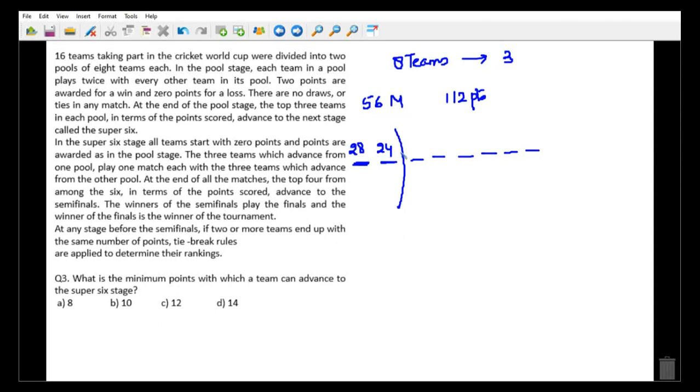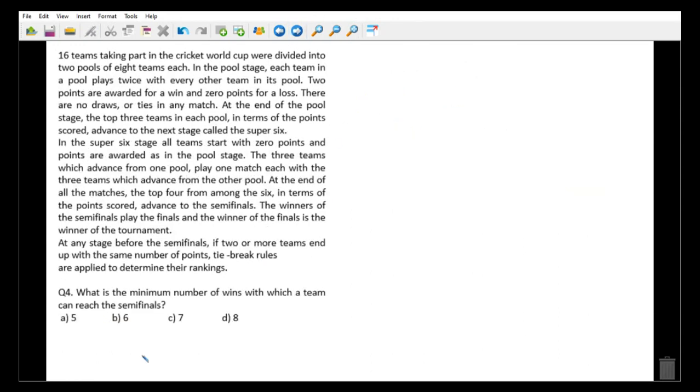And we have 48 plus 4, 52. So we have already allotted 52 points. Out of 112, I have allotted 52 points. I am left with 60 points, which I will divide equally among the rest of the 6 teams. That is, I will allot 10 points to each of these teams, and my answer is going to be 10. Okay, please do go through the concepts. If you are not clear on that, it will help you in better understanding of this question.